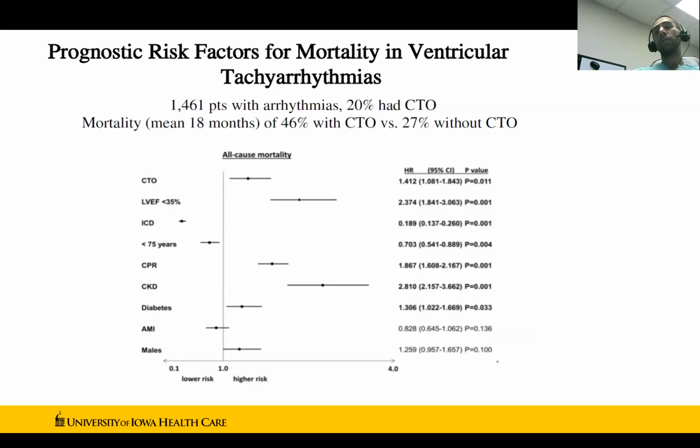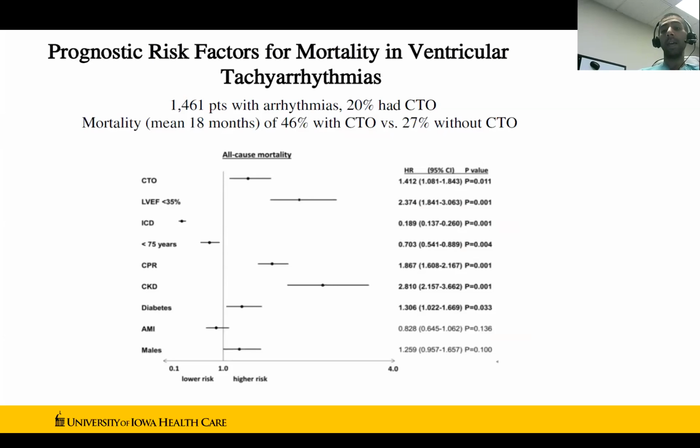Now, switching gears to arrhythmias. A lot of these patients, we know, with ischemic heart disease will have ventricular arrhythmias. In another registry with over 1,400 patients, in patients who had a CTO, the mortality in patients presenting with ventricular arrhythmias was much higher, 46% as opposed to 27% in patients that did not have a CTO.